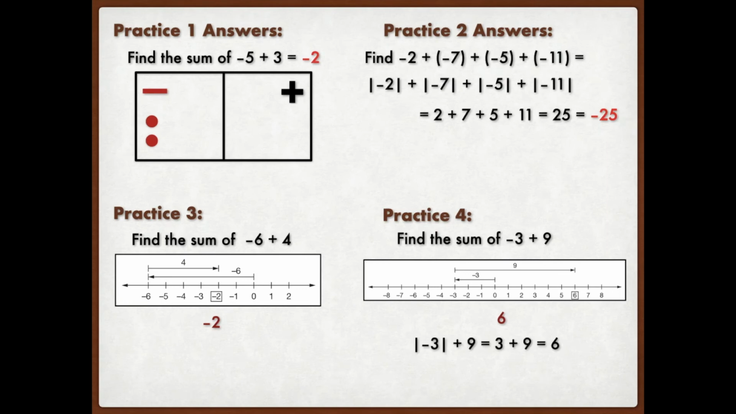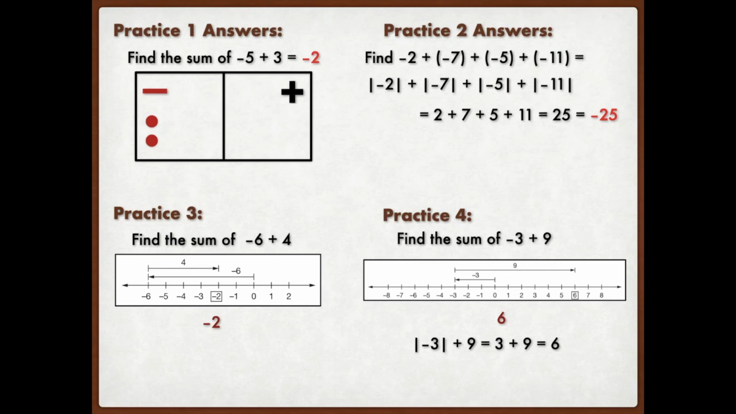Now I can also go ahead and, instead of using the number line, just like practice number 2, use the absolute value. So we have negative 3, I'll put that in the absolute value, plus 9. So the negative 3 turns into a 3, so 3 plus 9 is 6. But I'm not done yet. I have to just double check. What was the greatest value? What number? Was it the negative 3 or the 9?